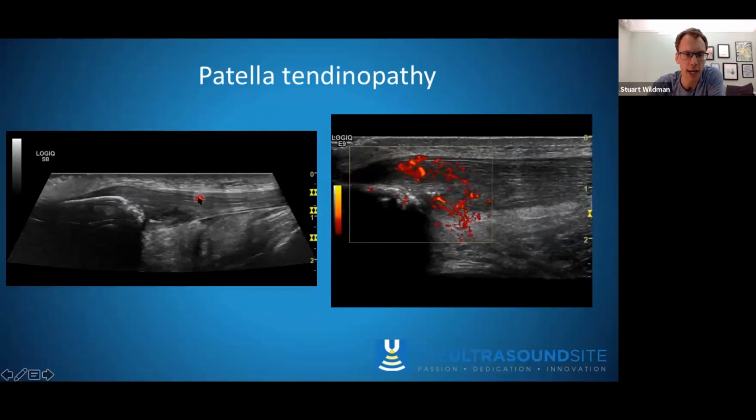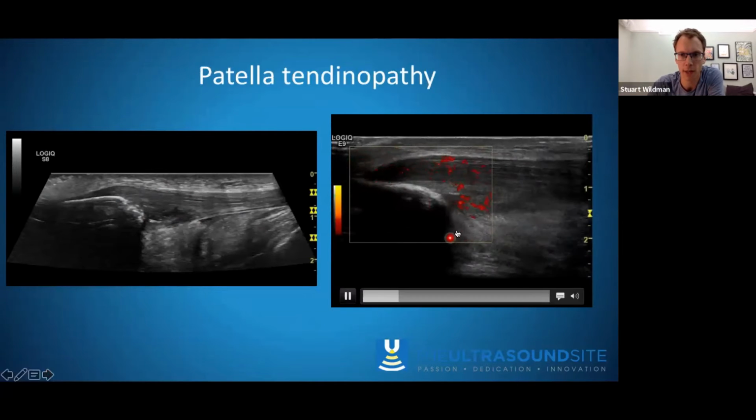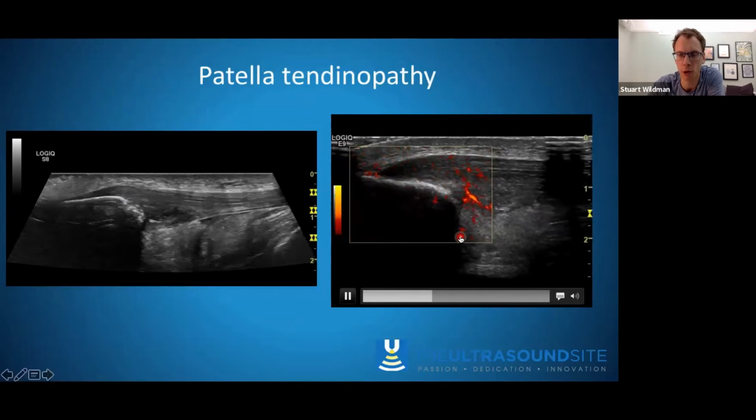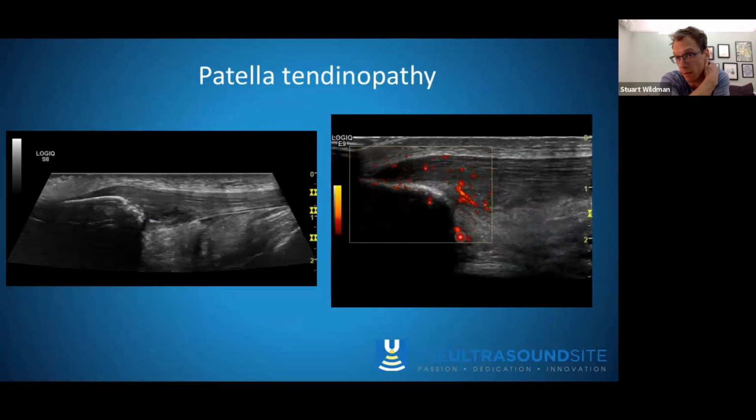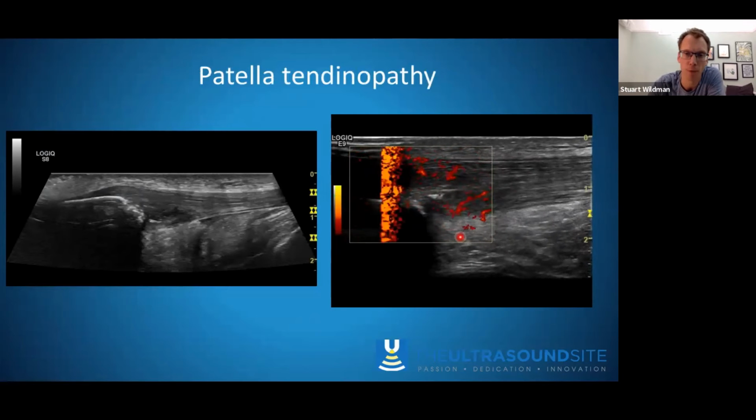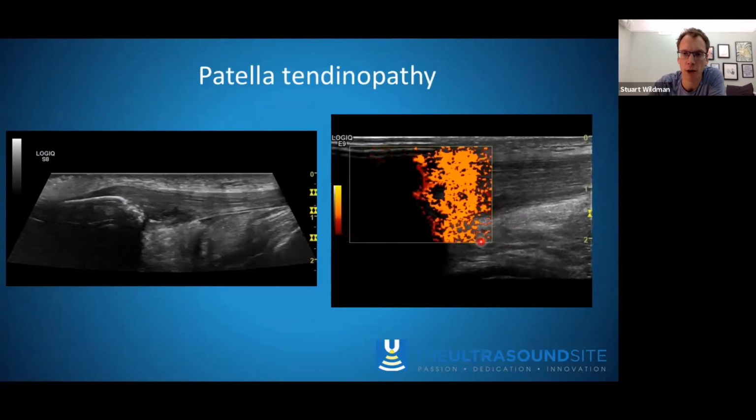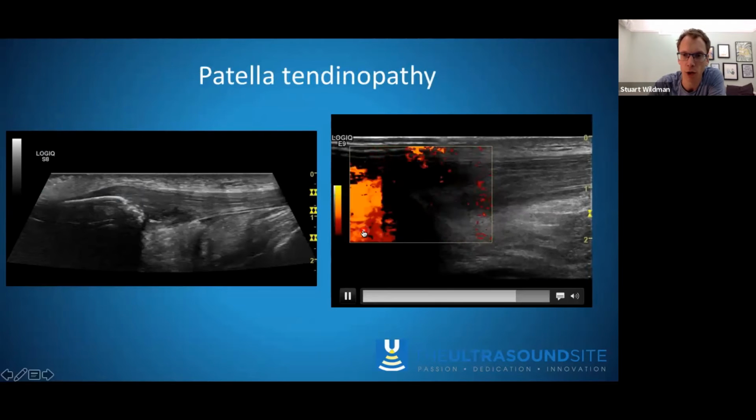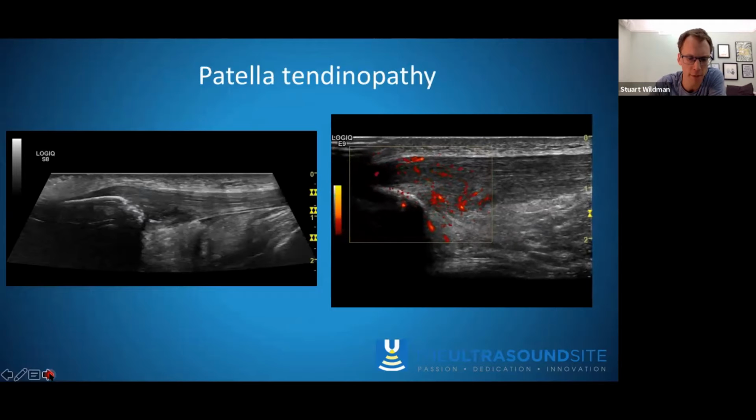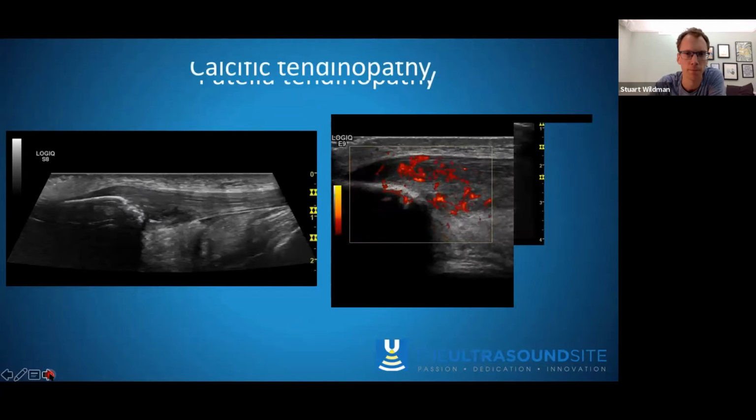Patella tendon, so again, usually the proximal part of the patella tendon. You can see here neovascularity, use of Doppler. Be careful with Doppler. Doppler is very variable between systems. You need to know your Doppler, the sensitivity, and what you can take as a conclusion from it. But often with tendinopathy, there will be some vascular change in the tendon as well.